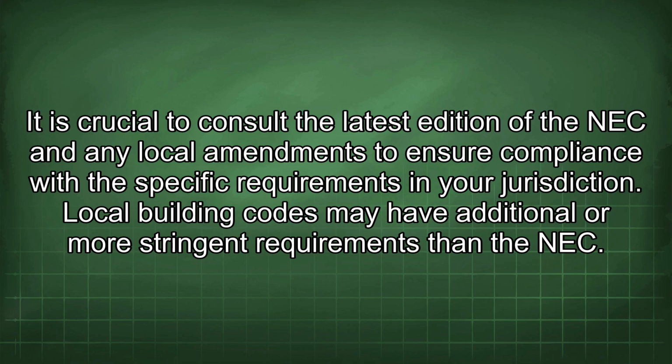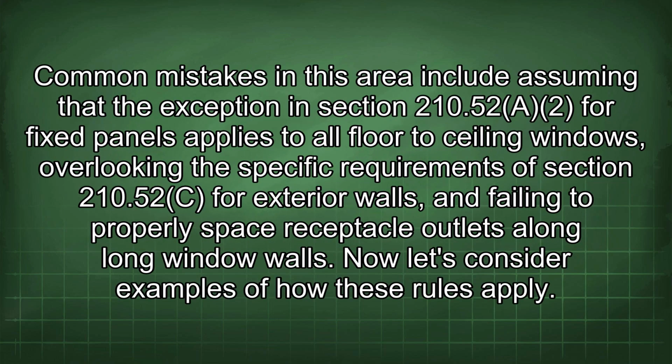It is crucial to consult the latest edition of the NEC and any local amendments to ensure compliance with the specific requirements in your jurisdiction. Local building codes may have additional or more stringent requirements than the NEC. Common mistakes in this area include assuming that the exception in Section 210.52(A)(2) for fixed panels applies to all floor-to-ceiling windows, overlooking the specific requirements of Section 210.52(C) for exterior walls, and failing to properly space receptacle outlets along large window walls. Now let's consider examples of how these rules apply.